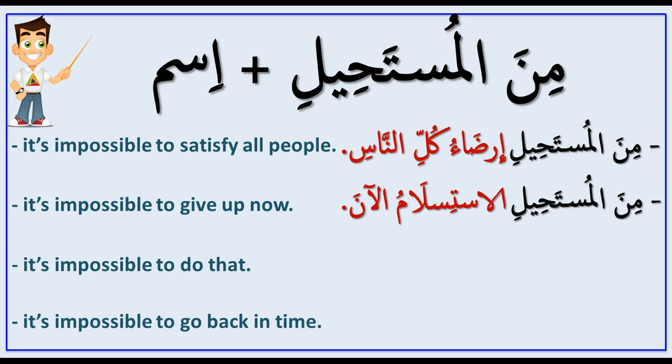It's impossible to do that. So we add first من المستحيل to do that, فعل هذا. من المستحيل فعل هذا. It's impossible to do that. فعل do. من المستحيل فعل هذا.